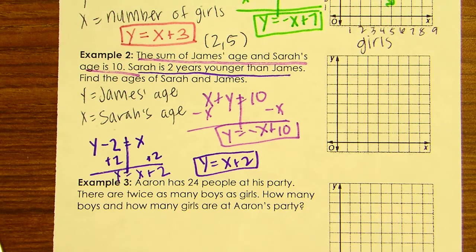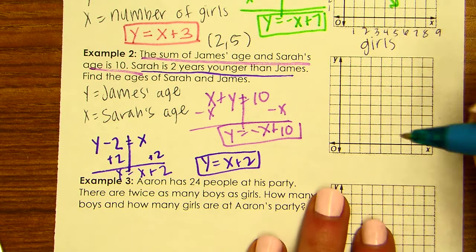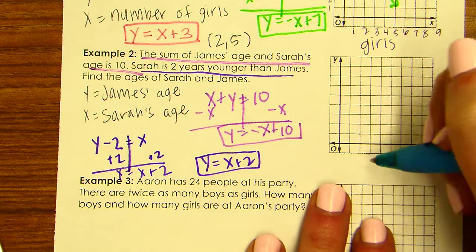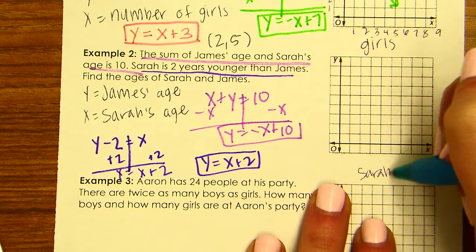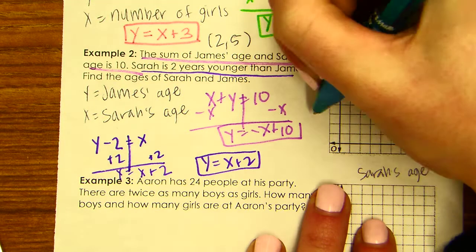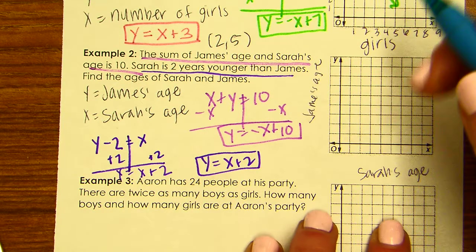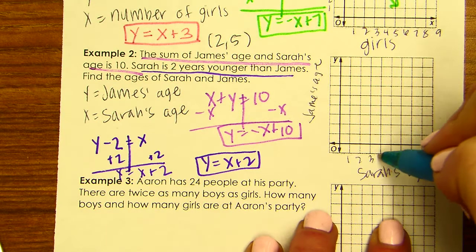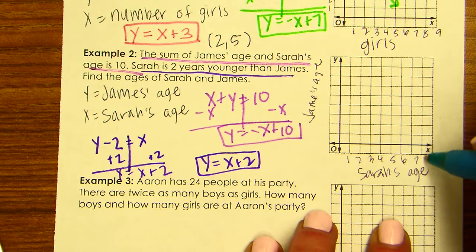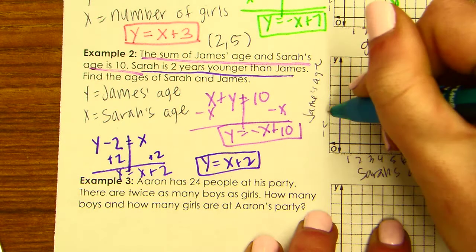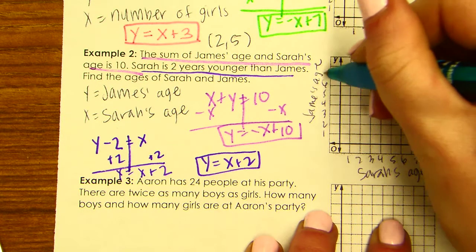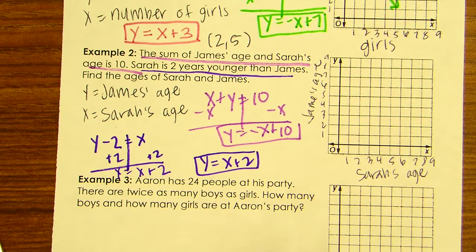So I need to label my graph first. The x measures Sarah's age, and the y measures James's age. And then I need to label my axes. Again, ones will work just fine. 1, 2, 3, 4. So I'll graph this one first.